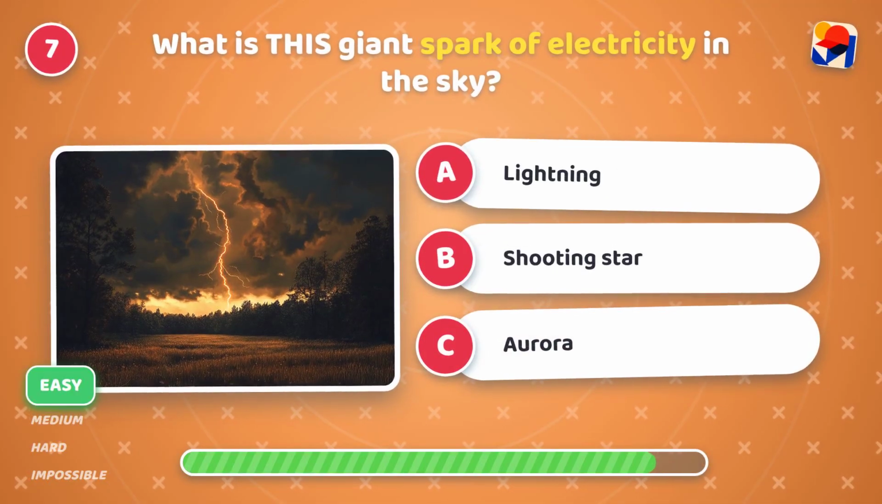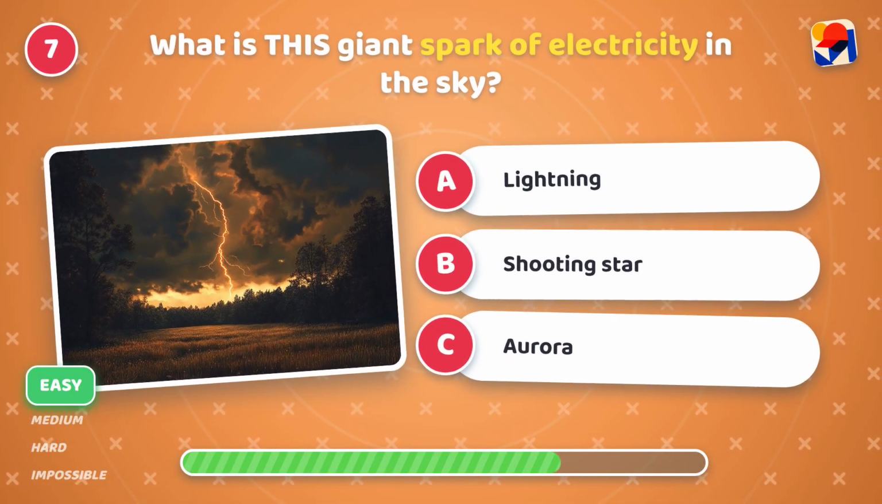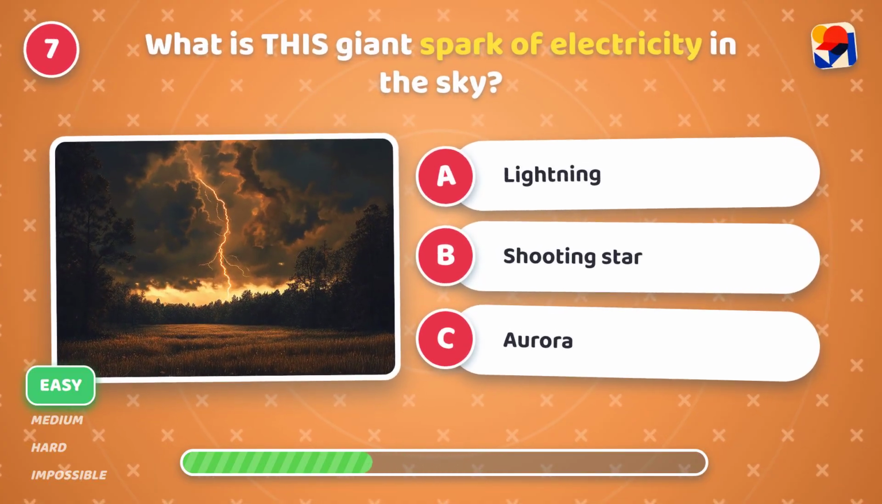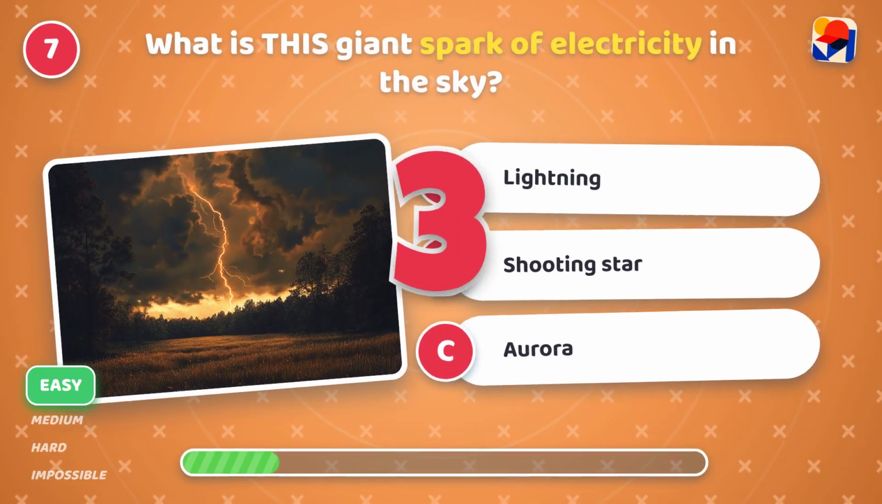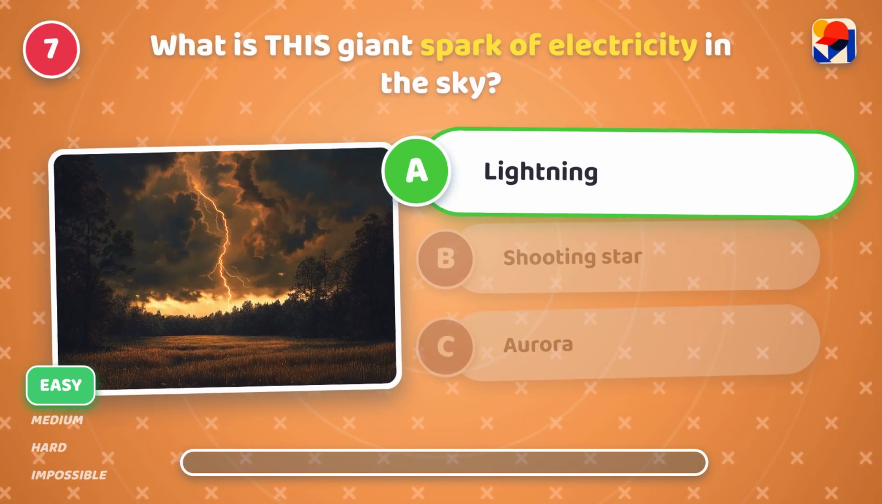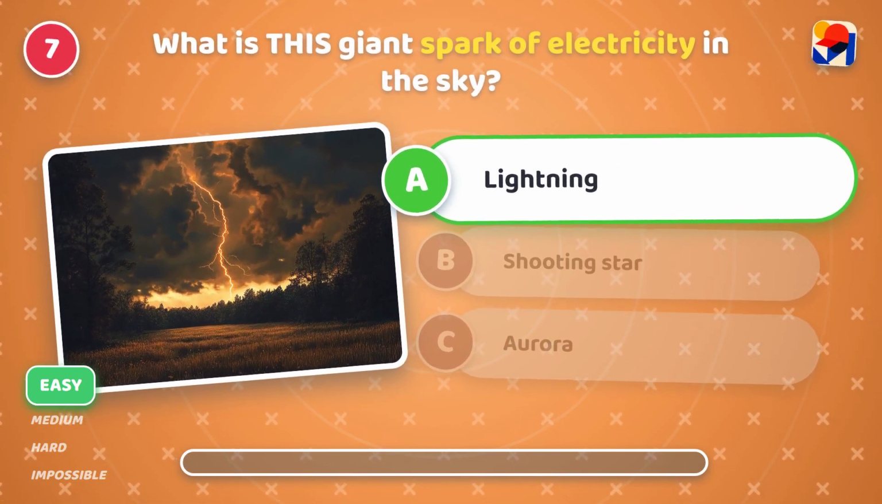What is this giant spark of electricity in the sky? Is it A, lightning, B, shooting star, or C, aurora? It's A, lightning. It's a giant discharge of electricity.